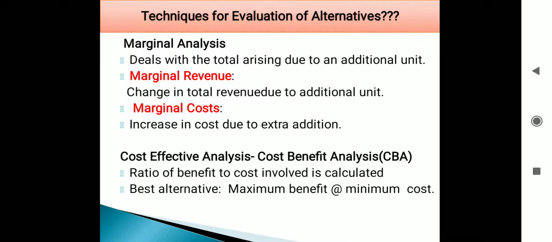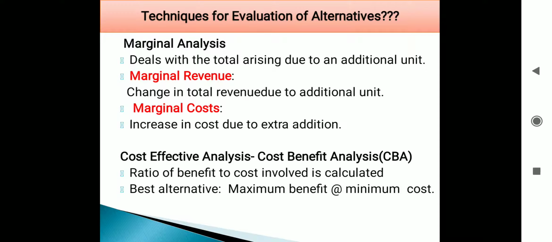Next, let us see the techniques used for evaluation of alternatives. 2 techniques are used. The first technique is called marginal analysis and the second technique is called cost-effective analysis. So what is marginal analysis? Marginal analysis is the increase in the total value of an organization due to an additional unit. We have heard of marginal cost, marginal revenue, etc. Marginal revenue is the change in the total revenue of the organization due to an additional unit, and marginal cost is the increase in cost due to an additional unit.